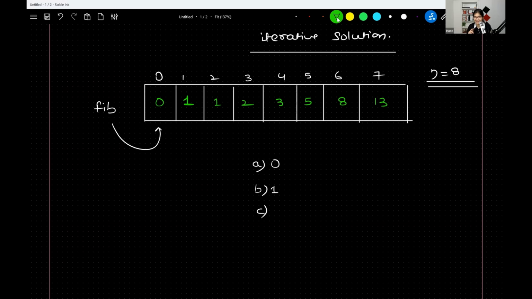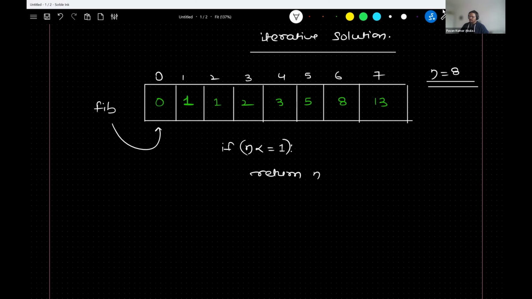So again, what is the base case condition? The base case condition is when the value of n is less than or equal to 1. If this is the case, we simply return the answer as n. When it is 0, 0. When it is 1, 1. Otherwise, in the else case, return fib of n minus 1 plus fib of n minus 2.